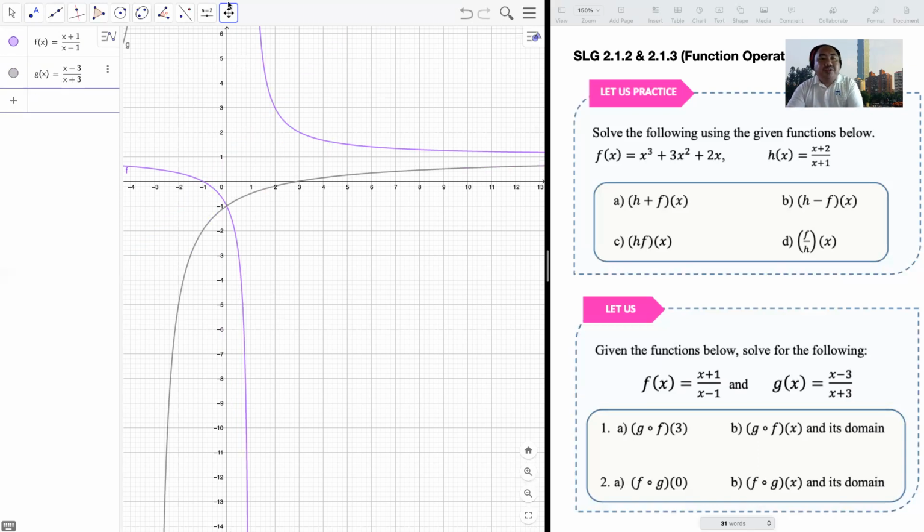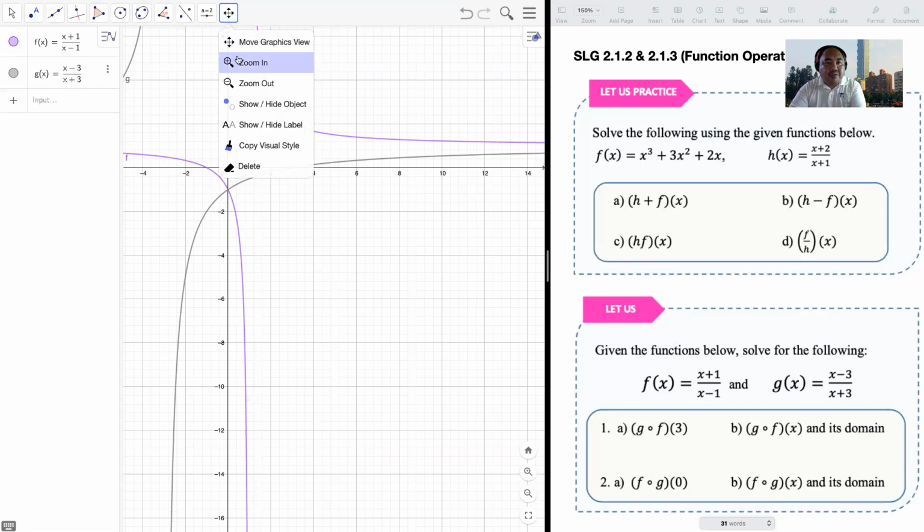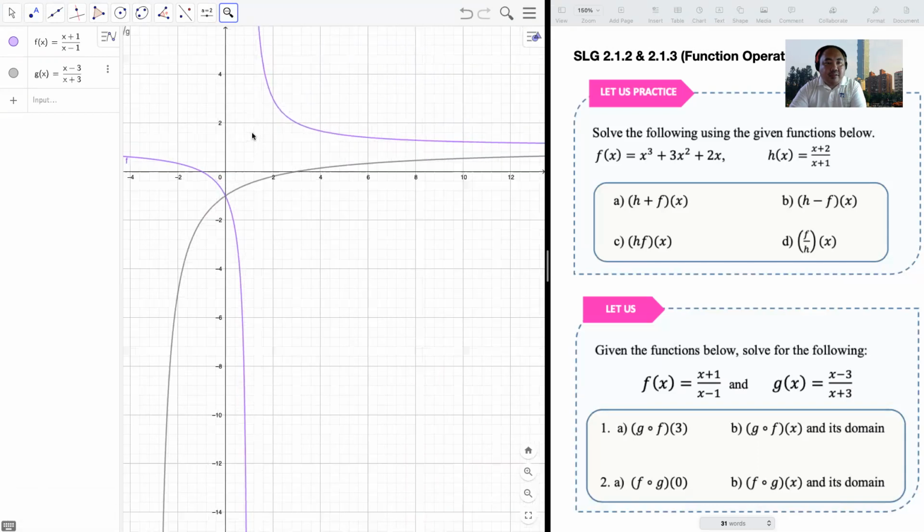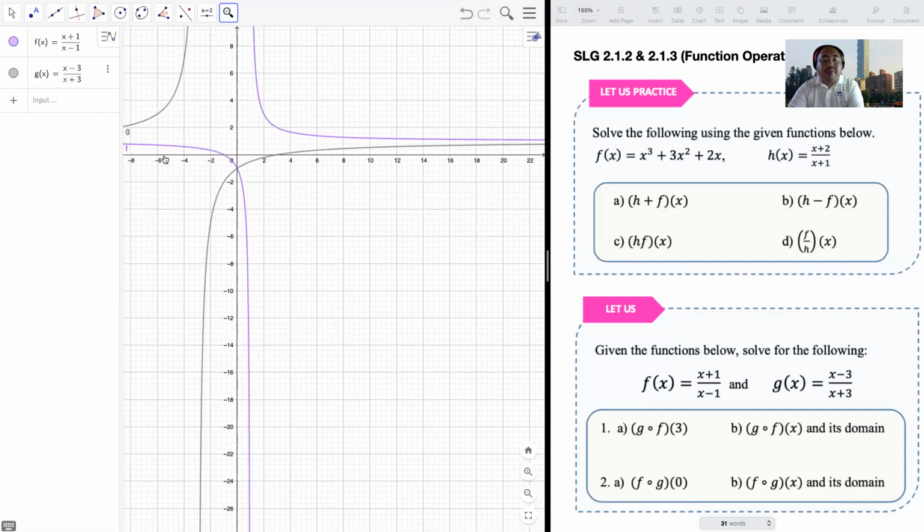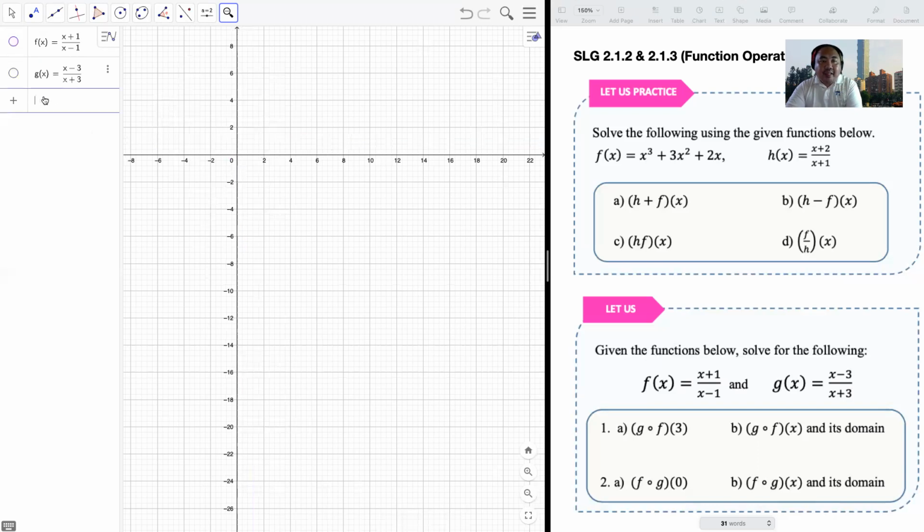Right. So you will see here the two functions. Let me zoom that out, just for us to be able to see. The purple function is x plus 1 over x minus 1, or f of x. And the gray function is x minus 3 over x plus 3, or g of x. And then you're going to ask, can you get the composition of these two functions? So let's mute these two first. Can you get g circle f of x?